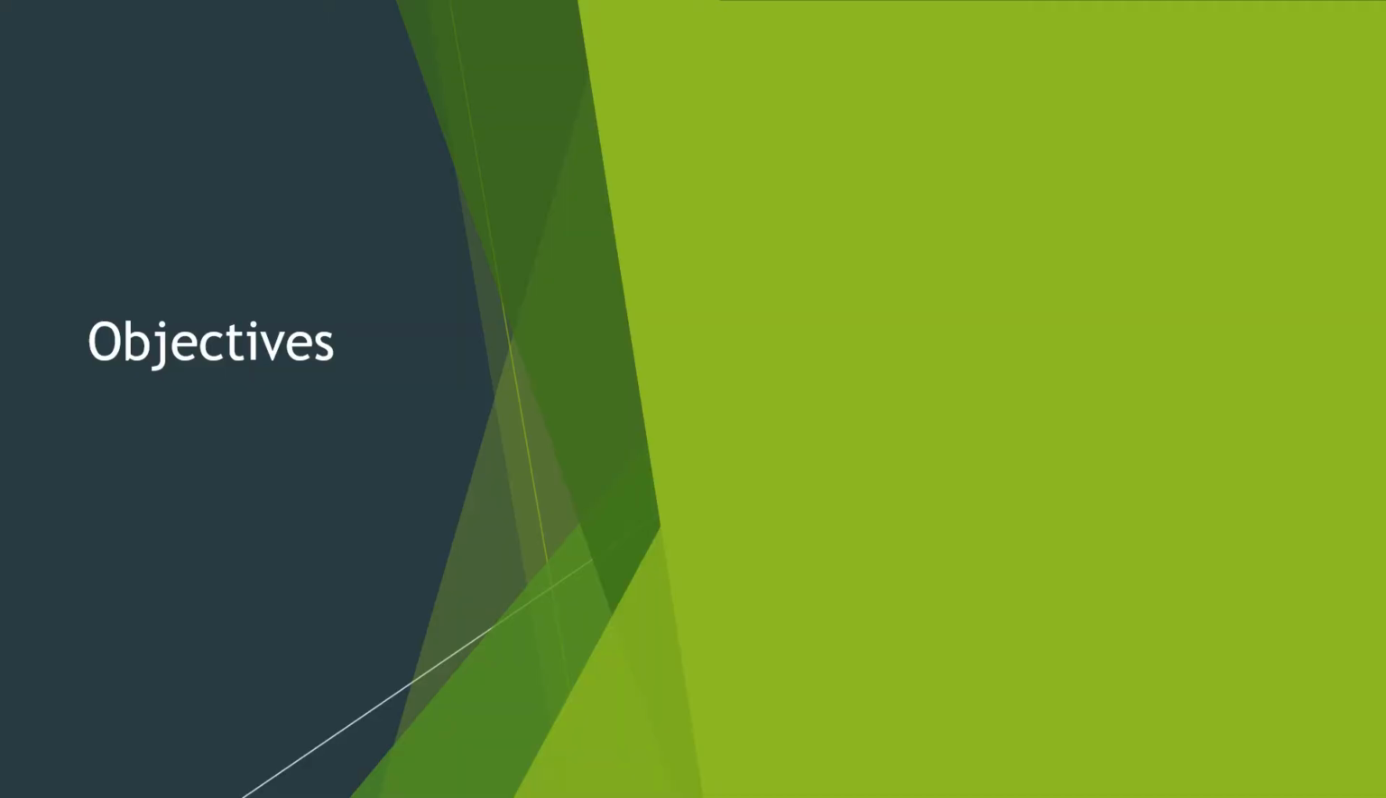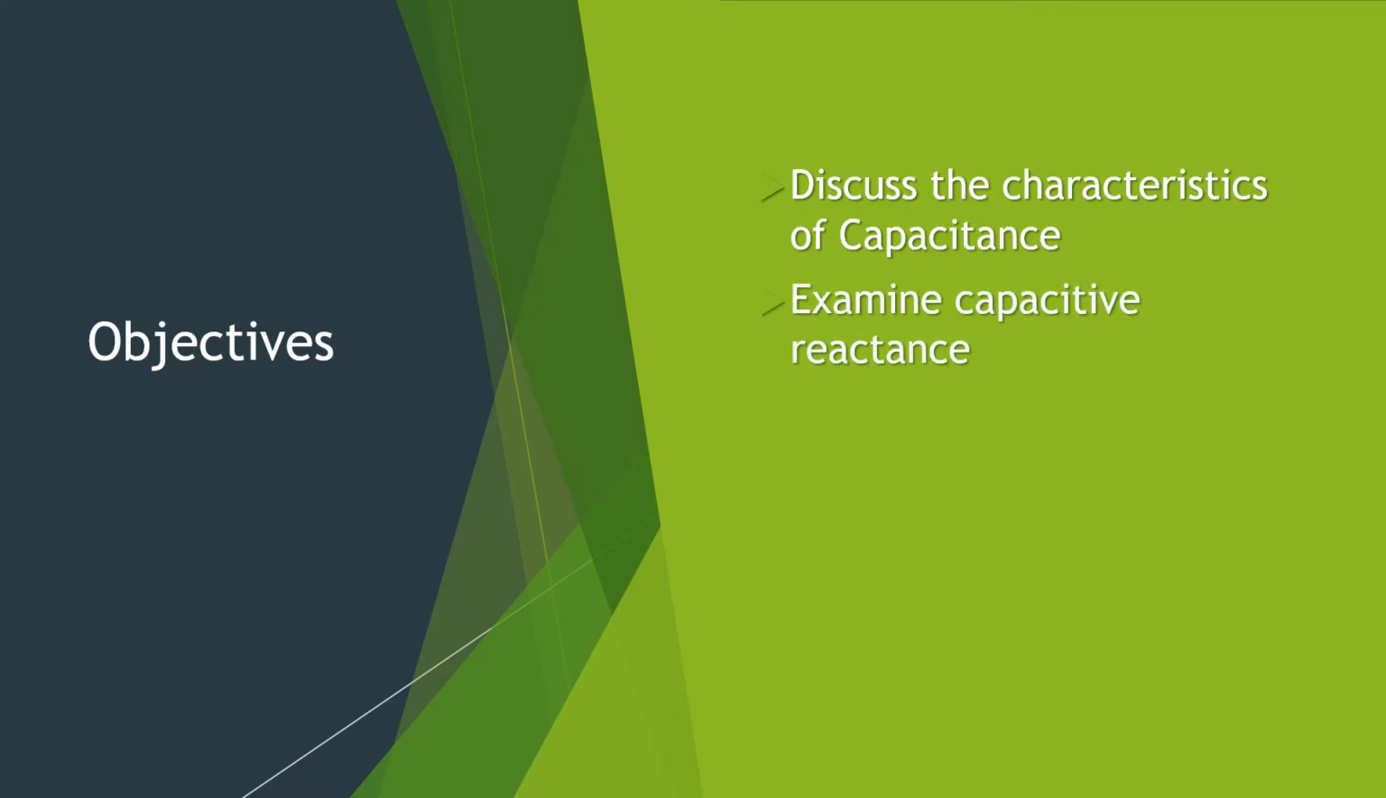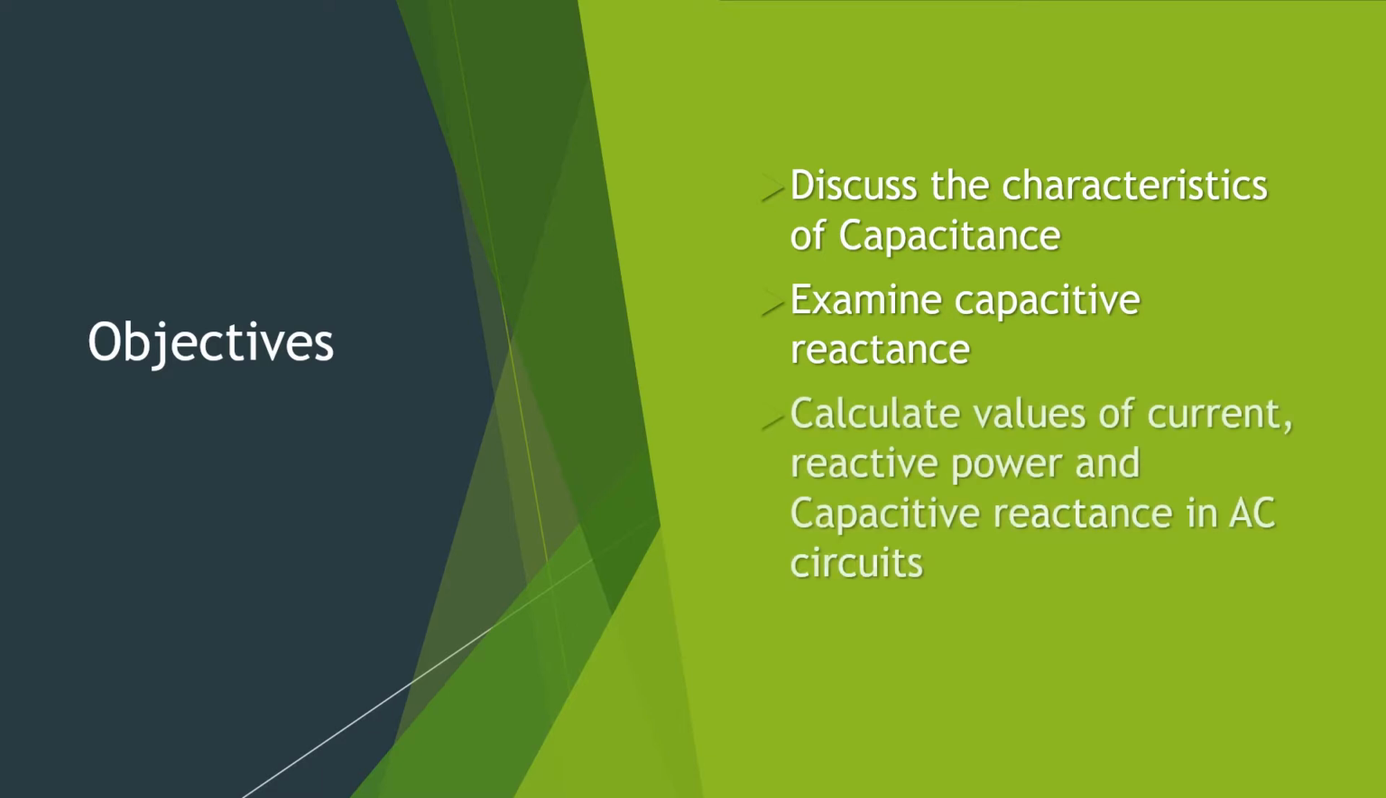Some of the things we'll look at today: what is capacitance, and some of the characteristics that make up or define capacitance. We'll then look at how a capacitor reacts in an AC circuit, how it stores voltage or electric charge. This causes it to react to a changing voltage. We will then go through example problems on how to calculate current, reactive power, and capacitive reactance in AC circuits.